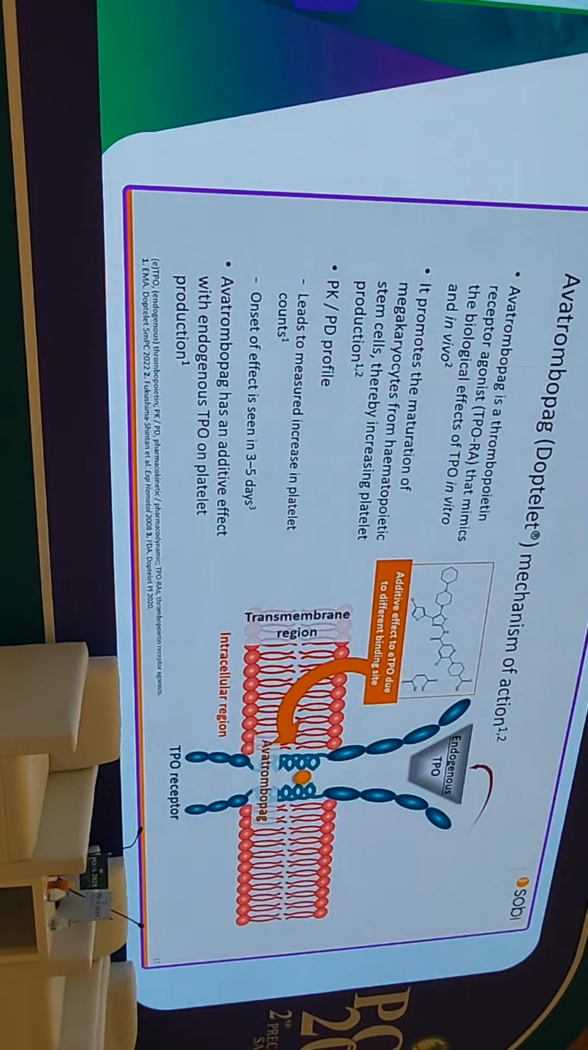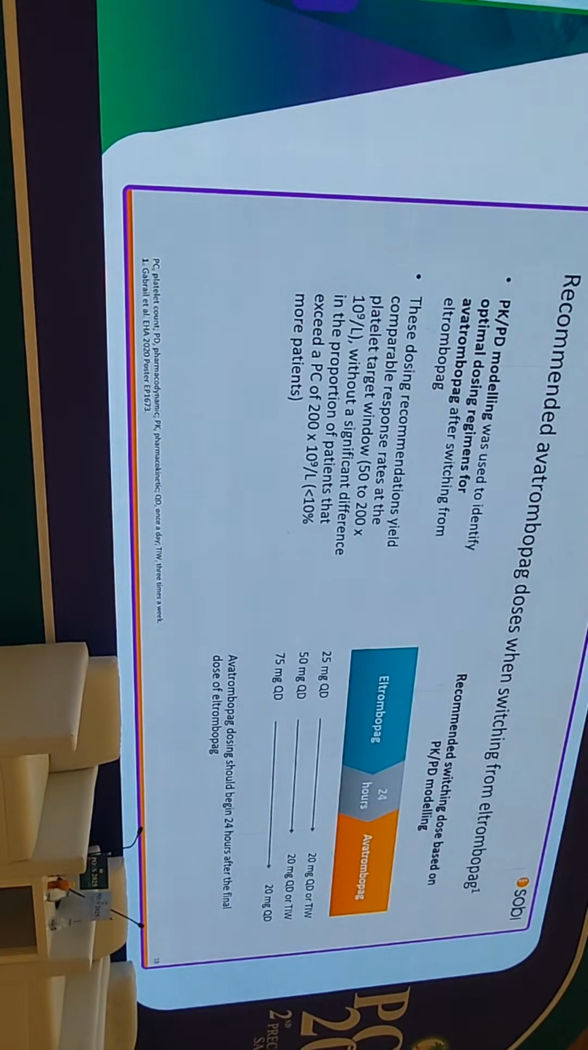That's the structure of the drug. Just to know that it has the advantage that it is synergistic with the endogenous hormone produced. So that's another advantage. How to switch? The patient was on a weekly drug, so I have to wait 1 week and then start. If the patient is on eltrombopag, you have to wait for 24 hours and then you will start.